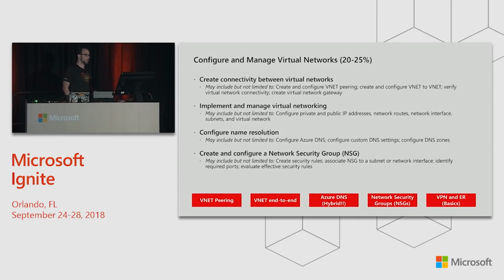So VNet peering is an important one. Everything else that's like VNets: understanding the difference between a VNet and a subnet. Why would you use multiple subnets in a single VNet? Why would you use multiple VNets? What's the network communication capability between a single VNet and multiple VNets?